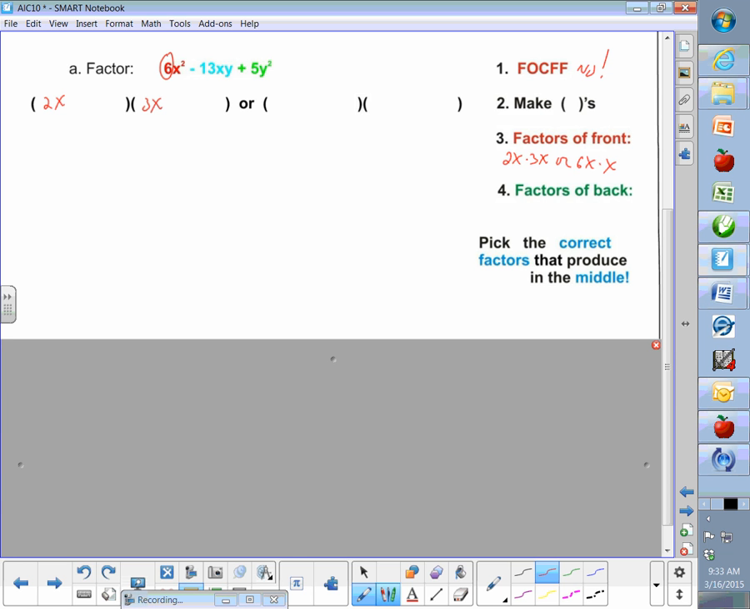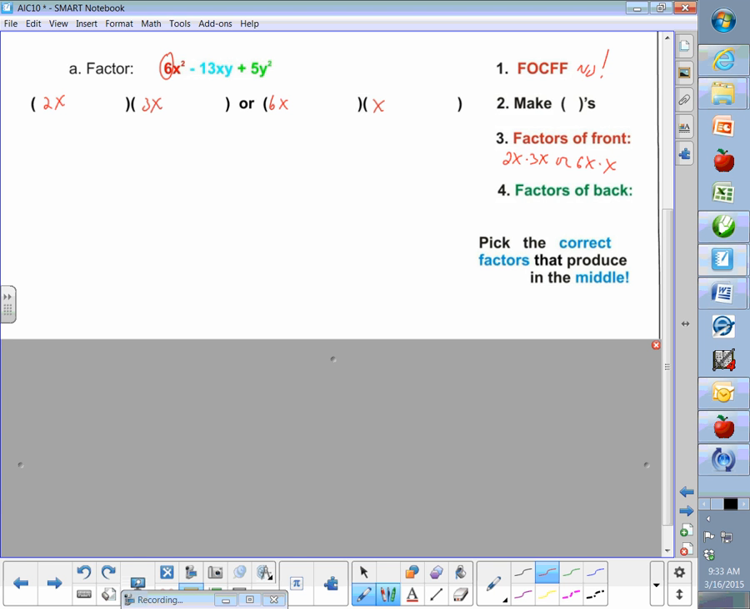6x times x. Now again, technically you could say, how about a 6x squared times 1 or a 3x squared times a 2? Usually not. That would be a rare situation. So here's the second possibility, 6x times x. You see now how I have two sets of two parentheses to possibly work off of? So I've got to be careful.